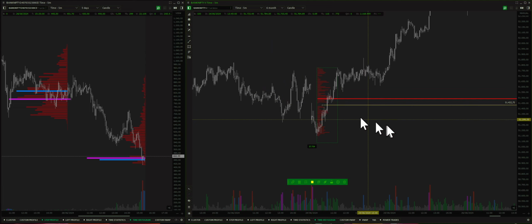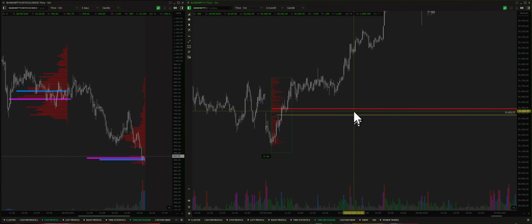Okay, this is the area where I would have liked to go long between this POC, and that is 51,432 to 500. This is the area where I would have looked to go long, and on a breach of this area, the stop loss would have been somewhere here. I will draw that area. So this is the way I would have liked to go.